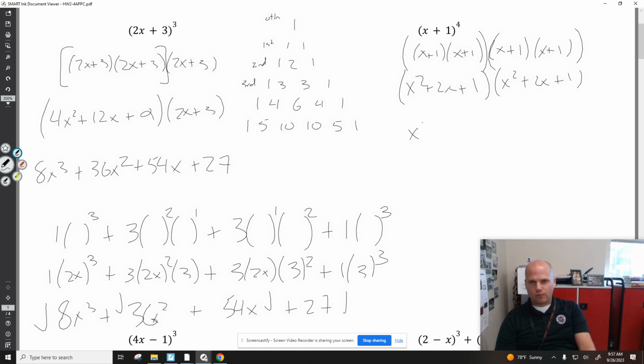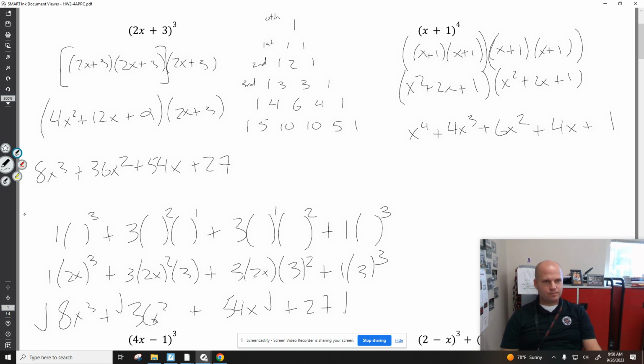I get an x to the 4th. How many x cubes do I have? I have 2x cubed, I have 4x cubed. How many x squared do I have? I have 1x squared, 2x squared, and another x squared. So 1x squared, 2x squared, 3, 4, 5, 6x squared. How many x's do I have? I have 2x, 2x, 4x. How many numbers do I have? 1 and 1. Use the box to get this.